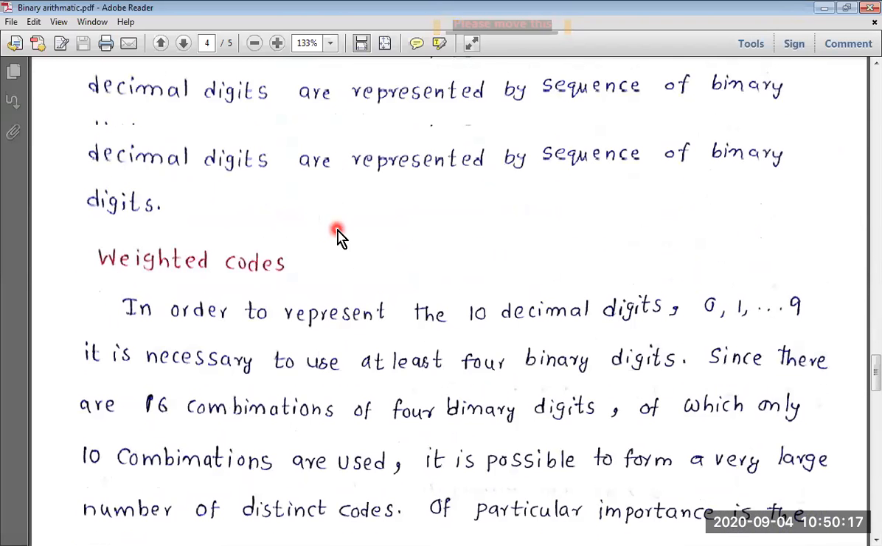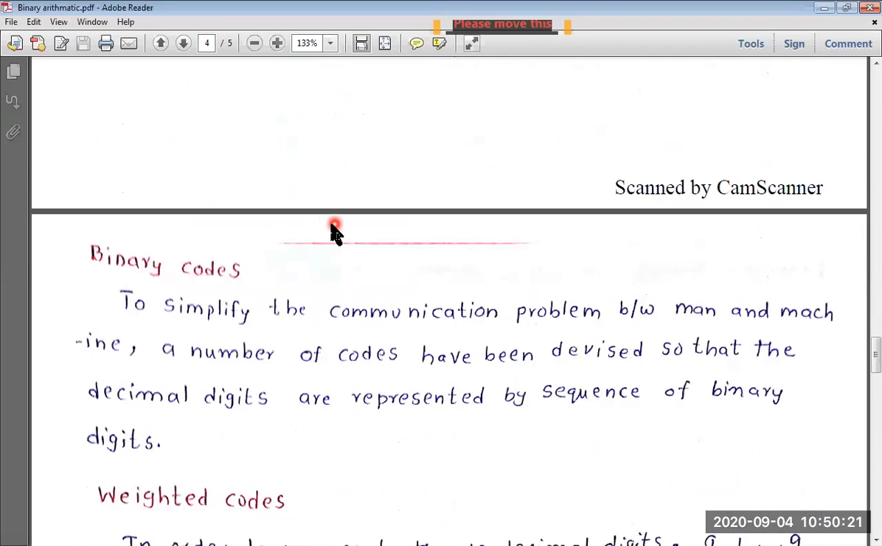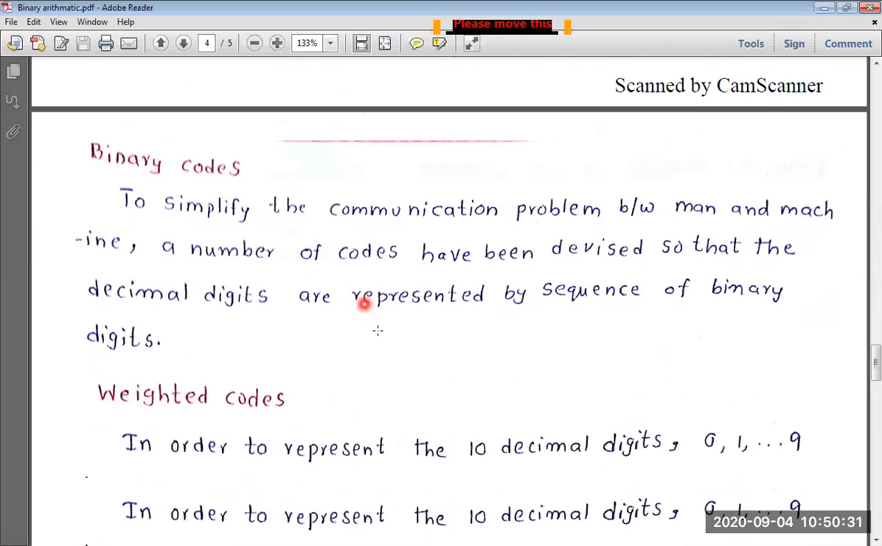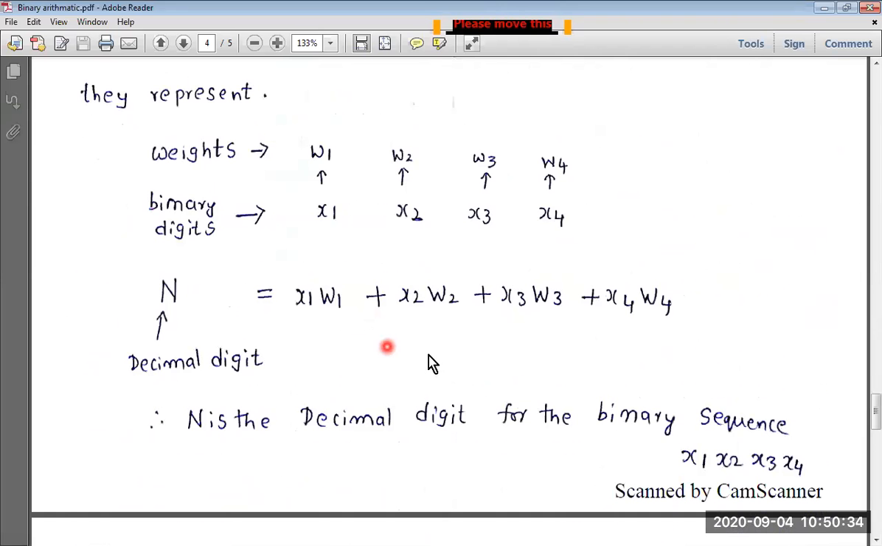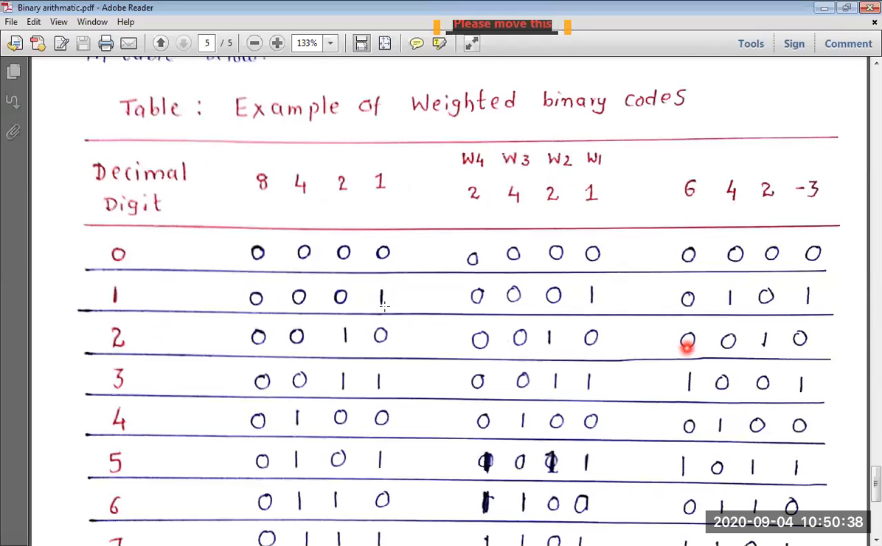See, we have developed the binary number system, and that is enough. Why are we going for binary codes? Let's see what these binary codes are, then we will see the need for such codes. Now look at this table. These are all binary codes.